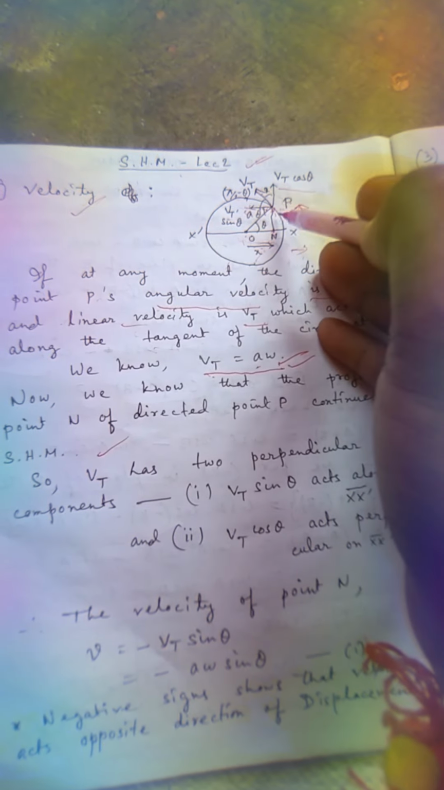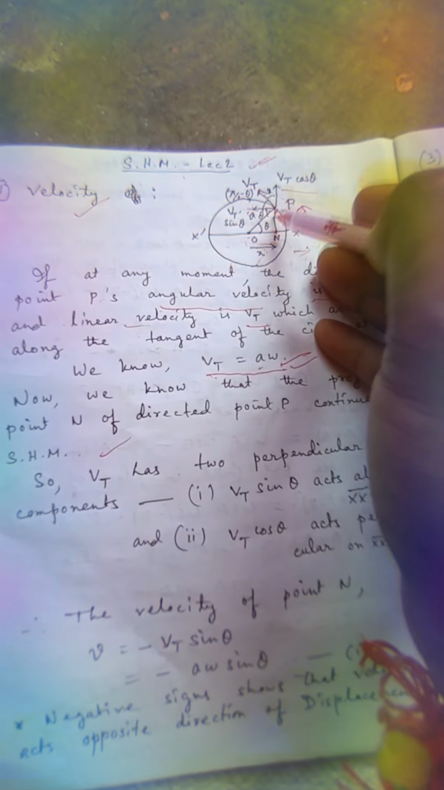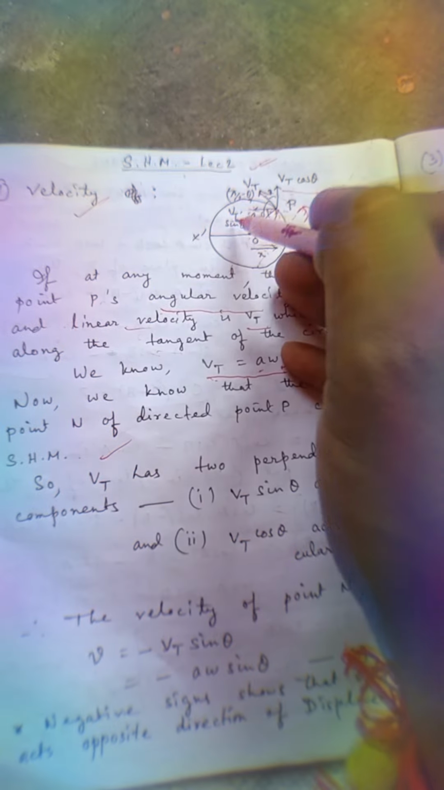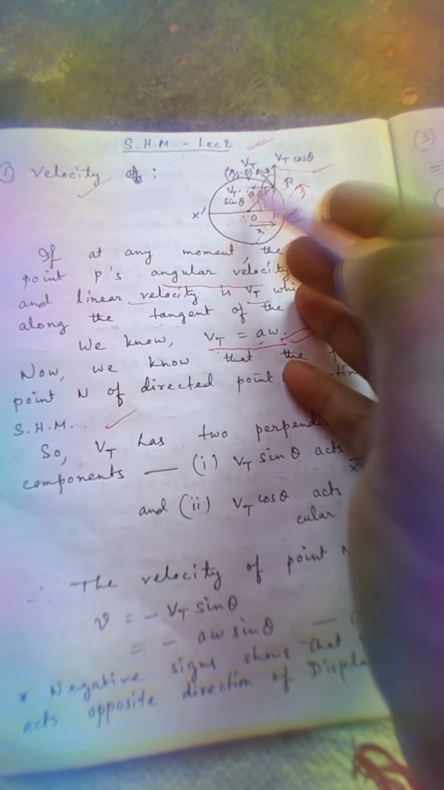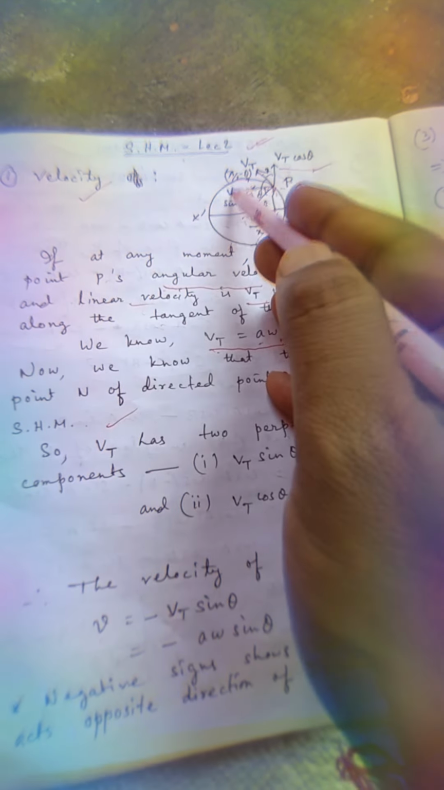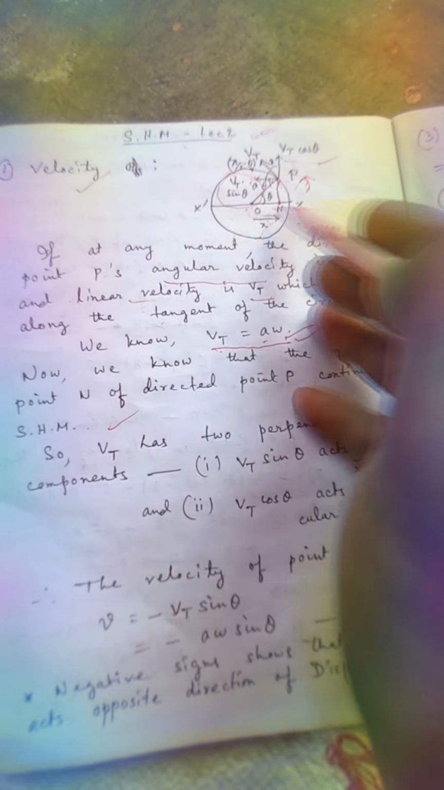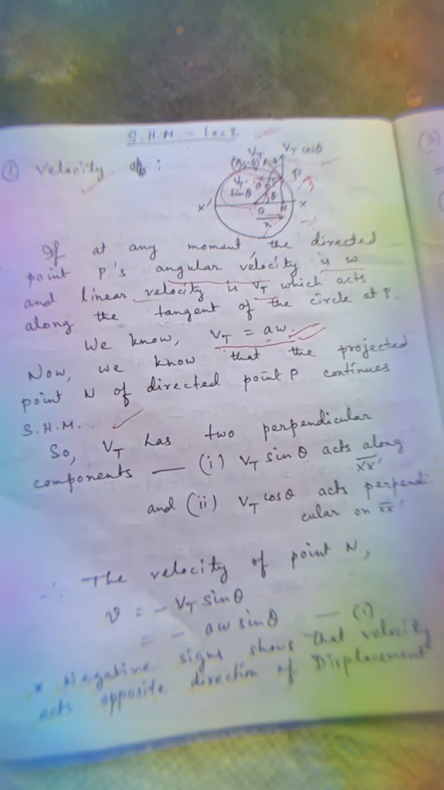Vt is the linear velocity, so it must have two components: a vertical component Vt cos theta and a horizontal component Vt sin theta. Here, Vt sin theta is the velocity. This component is the velocity of the particle which executes simple harmonic motion through the diameter.